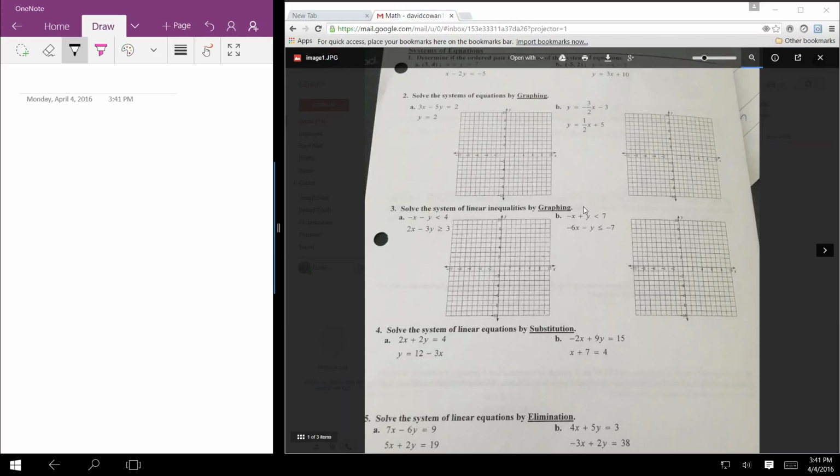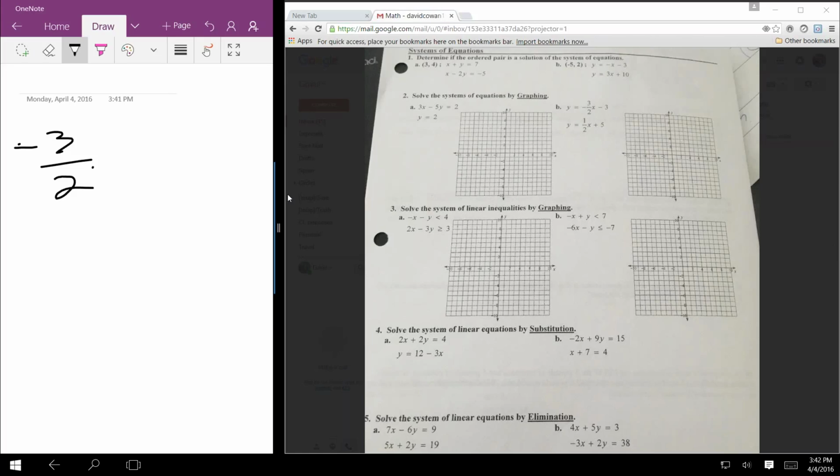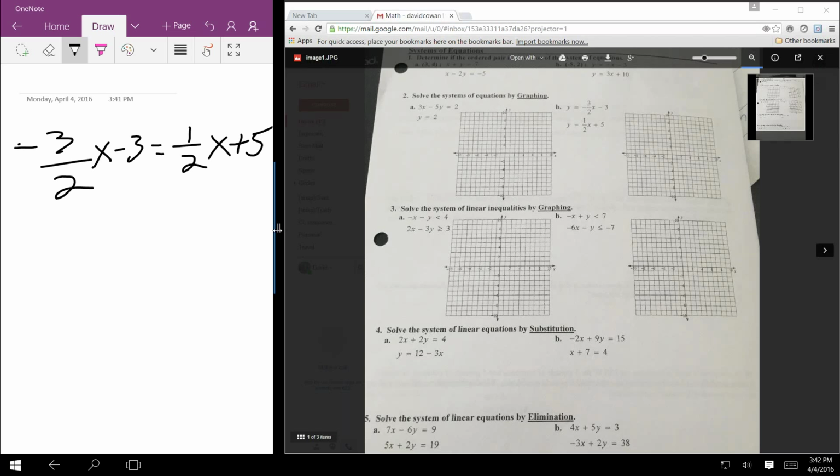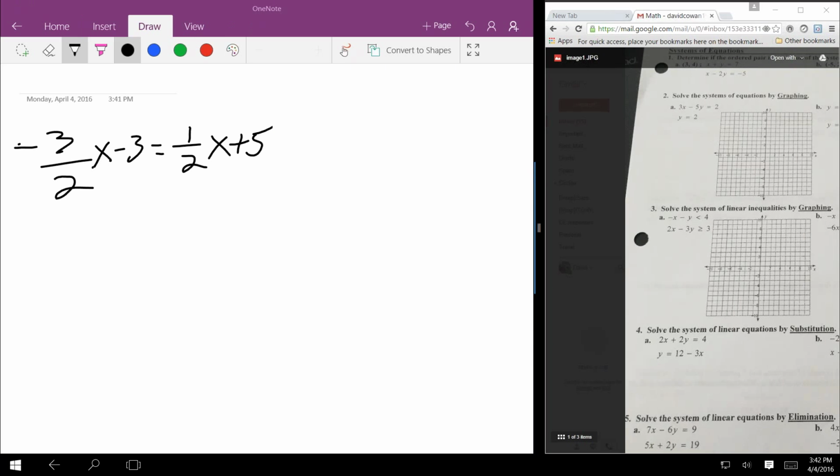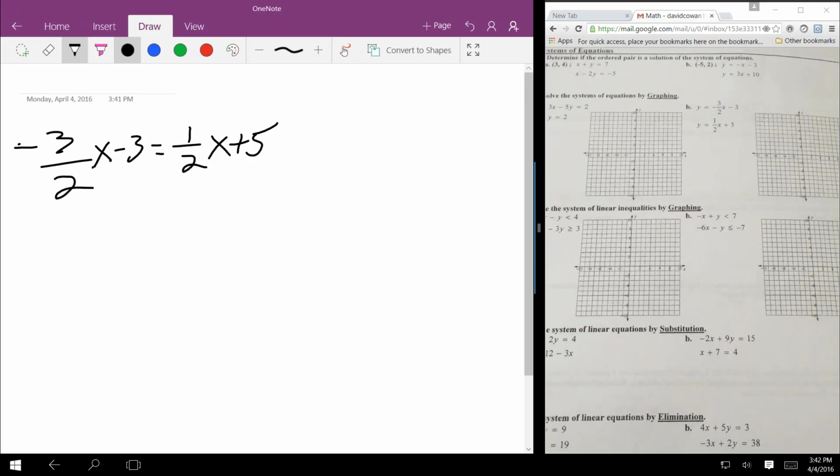It's actually an easier way. Always notice that if one equation is y equals something and the other equation is y equals something, those are the same y's. So therefore, minus 3/2 x minus 3 has to equal the other one, plus 5. What's the next step? Solving it algebraically. Add the 3. There's actually a better next step. What's complicated about this equation?